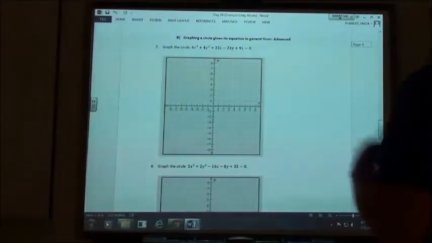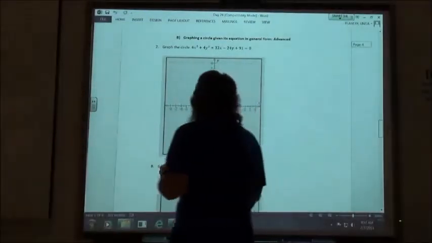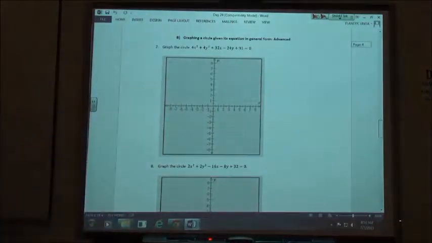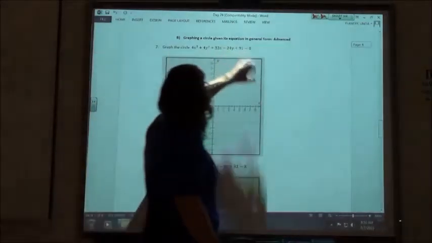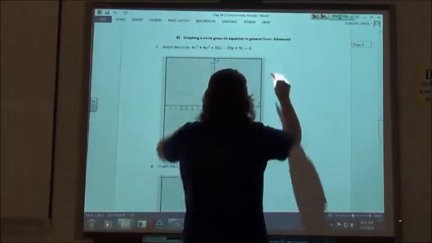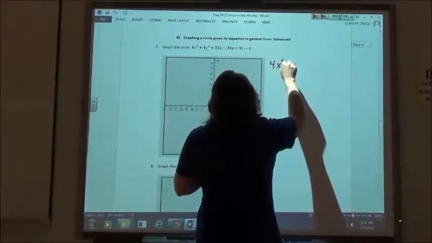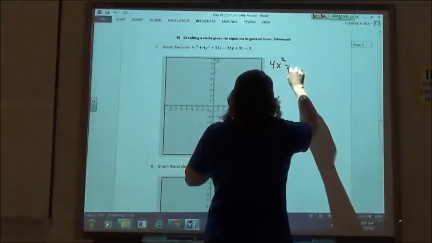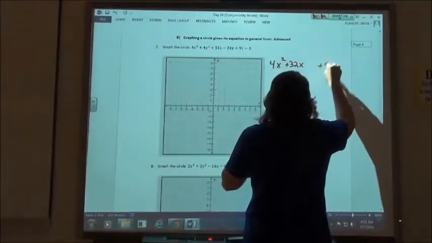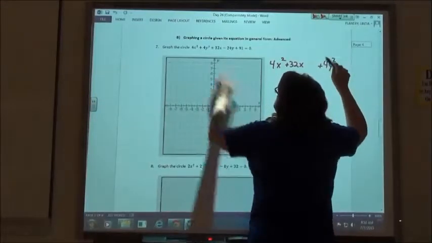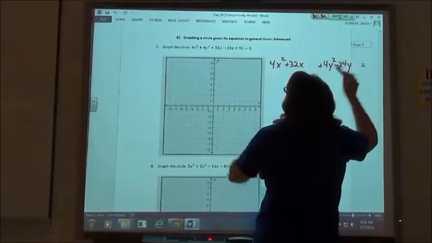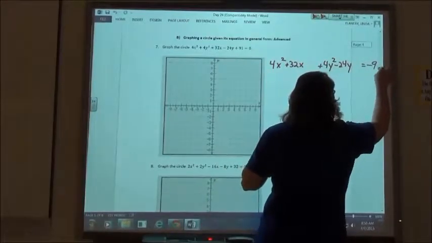The next ones, they say they're advanced because now they're going to throw coefficients in front of the x squareds and the y squareds. So again, I'm going to start by putting my x's together, my y's together, and my number over on the other side. So 4x squared plus 32x plus 4y squared minus 24y is going to equal negative 91.